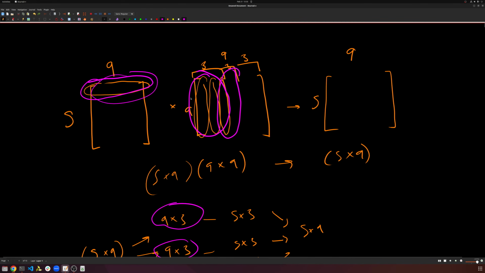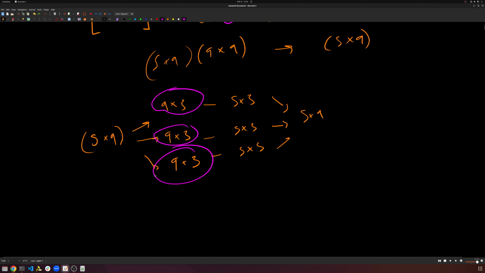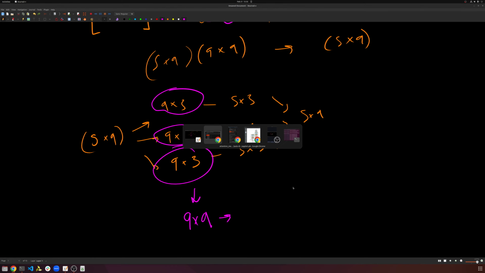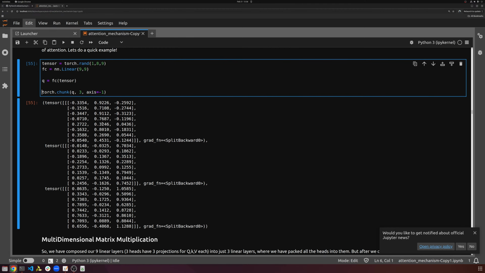So it's the same matrix multiplication, but instead of having 3 separate 9 by 3 matrix multiplications, why not just pack these together into a single 9 by 9 and then chunk it after the fact? That's the big idea. And that's just this. Notice it returns a tuple of 3 things because there are 3 outputs. So we can say chunk 1, chunk 2, and chunk 3.